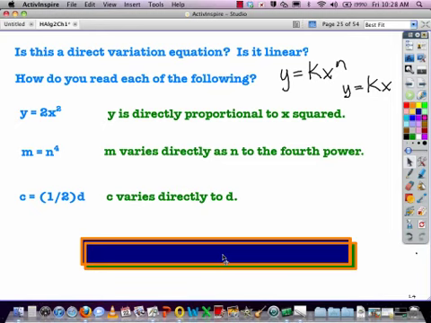Now, why are we going over how they're read? Because most of these problems you are not going to be given an equation, you're going to be given words. The words will dictate what you will transpose into numbers and symbols.